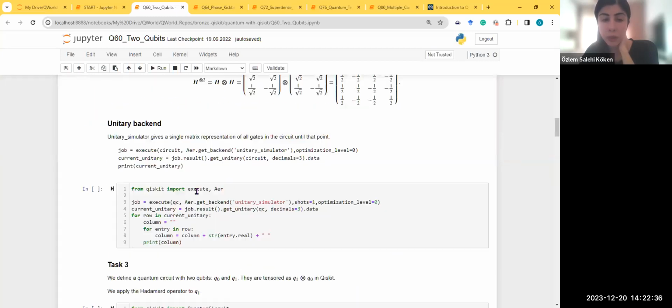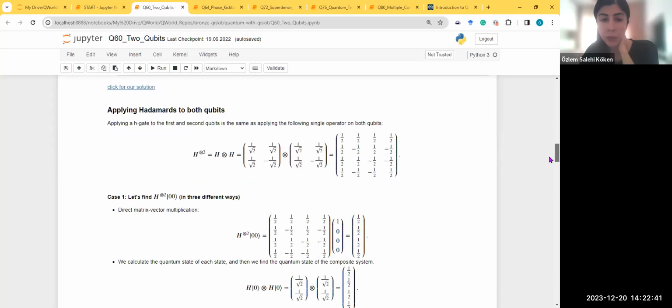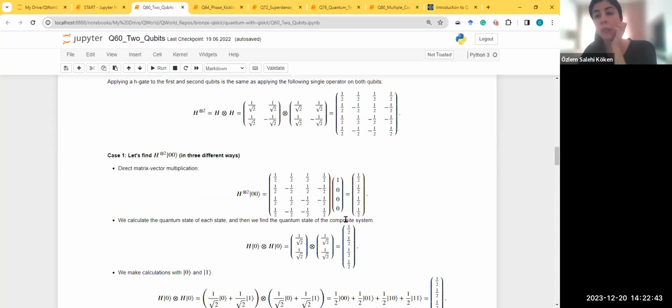Before talking about unitary backend, I would like to show you this to make this more concrete. So we will see 3 different ways to find what happens if we apply Hadamard on 2 qubits. So this is the first way. So this 1, 0, 0, this is state 0, 0.